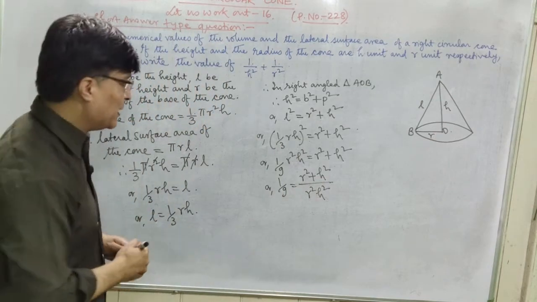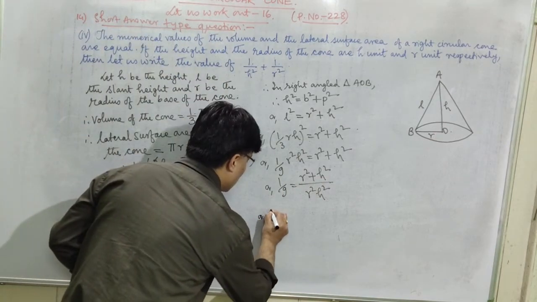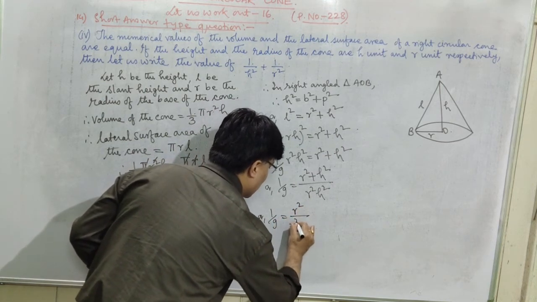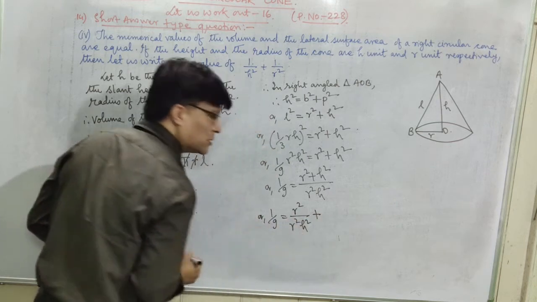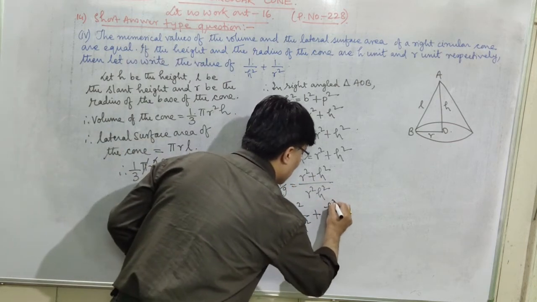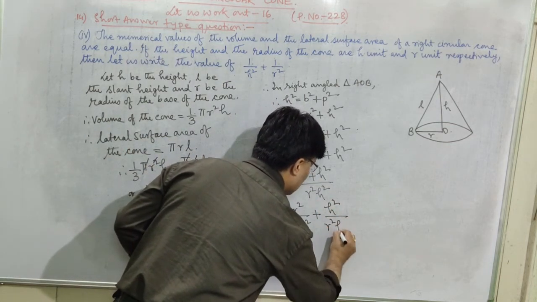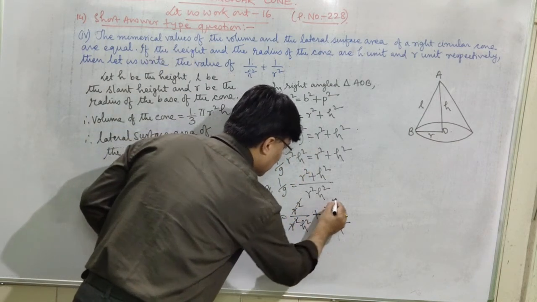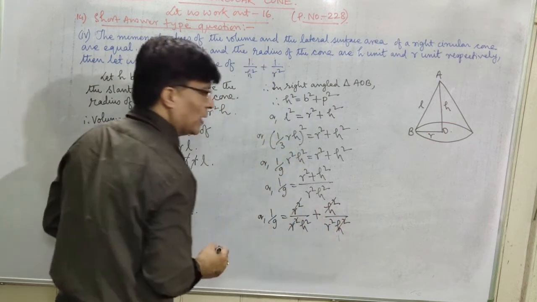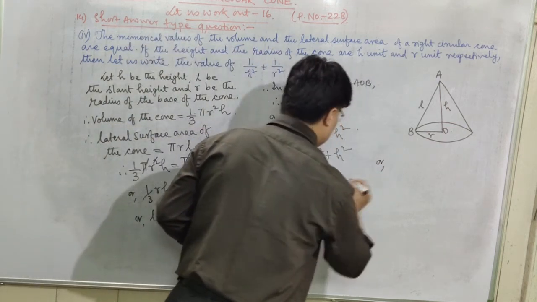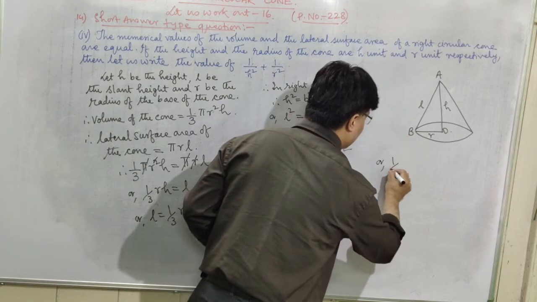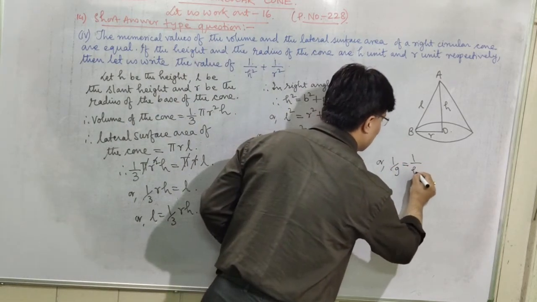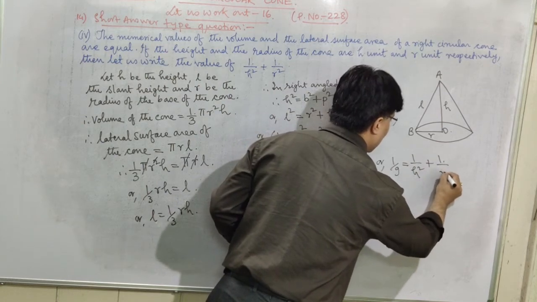That means you can separate your right hand side. 1/9, let us separate it. R square divided by r square h square plus, what is the second term? H square divided by r square h square. So here you can cancel this r square, and here you can cancel this h square. What do we get in the next step? That is 1/9 is equal to 1/h square plus 1/r square, isn't it?